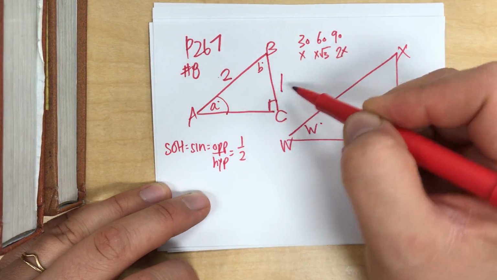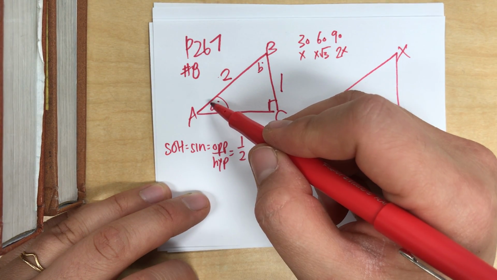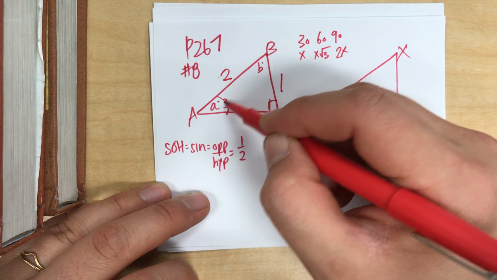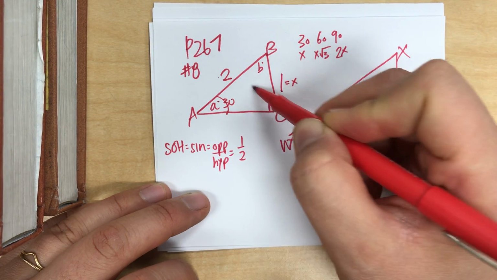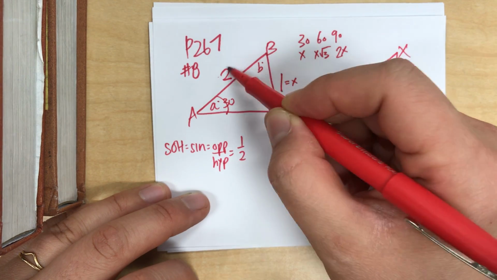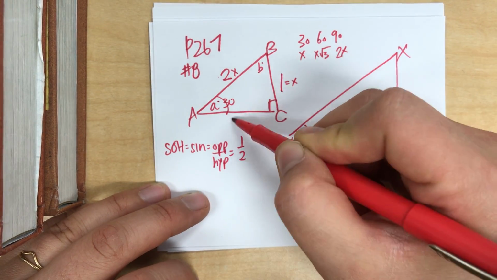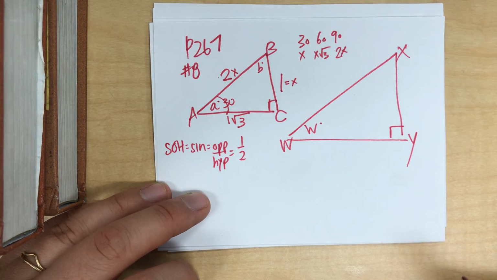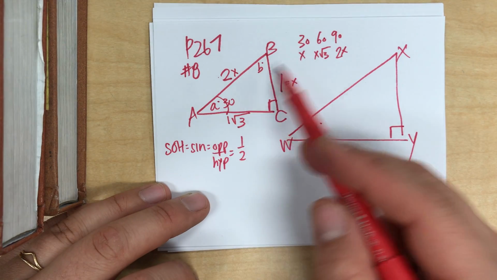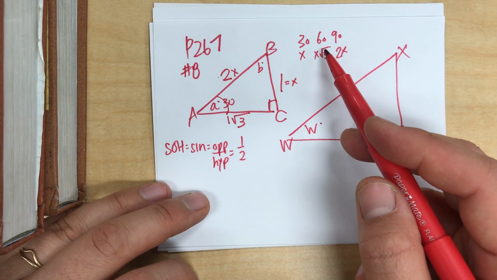Because if your X is 1, across from the 30, if your X is 1, and then across from your 90, it's 2X. 2 times 1 is 2, right? And then across from here, this right here would be square root 3 because the 1 is invisible. Okay, so that's how we figure out that that is a 30, 60, 90 triangle.